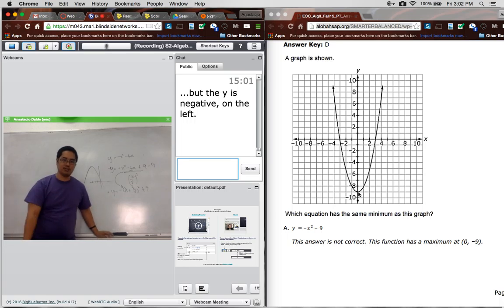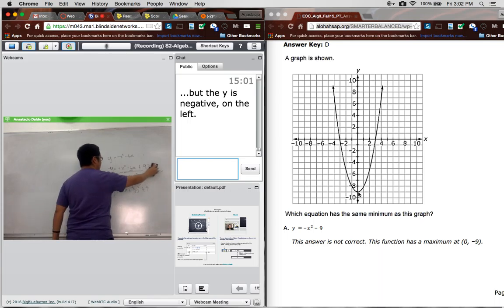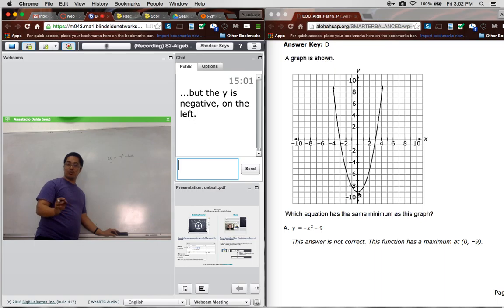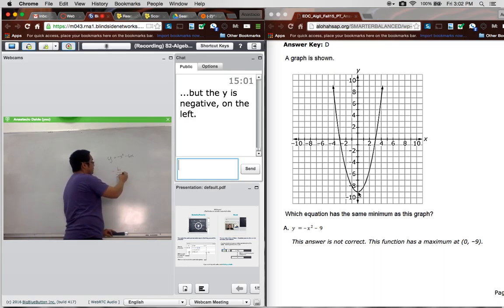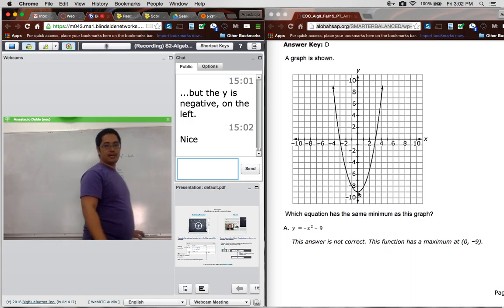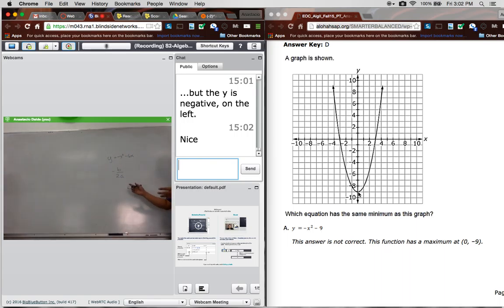But here's my point, okay? If you're given this, and this might be a cool trick, I'll tell you a quick formula for finding the x-coordinate of the vertex. It's negative b over 2a. That's it. Negative b over 2a. And where did I get that? Well, that came from that completing the square trick.